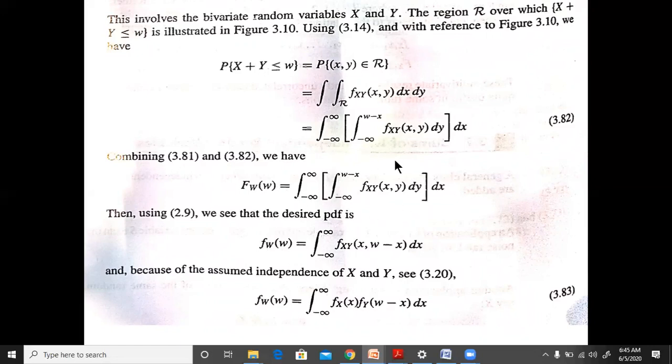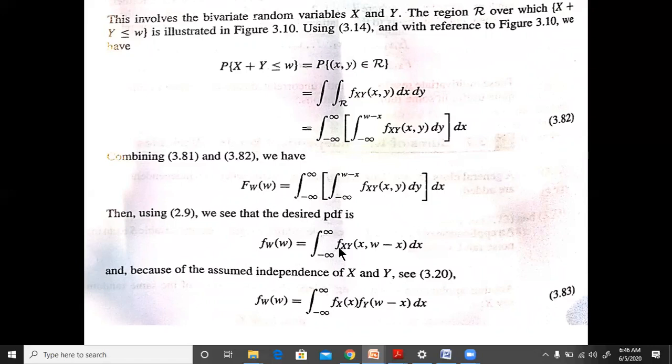So d/dw can go inside of this, and d/dw and the integral will cancel, and effectively we will be left only with this, with y being replaced by w minus x, because there cannot be a y variable here once you do the integration. So that's why f_XY(x, w minus x) dx will be the final statement.